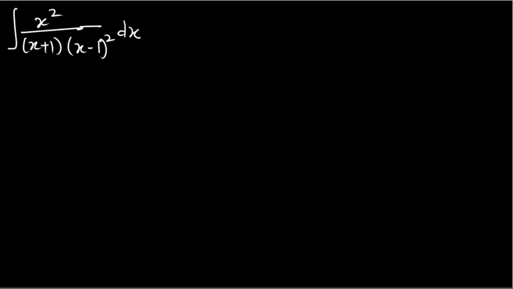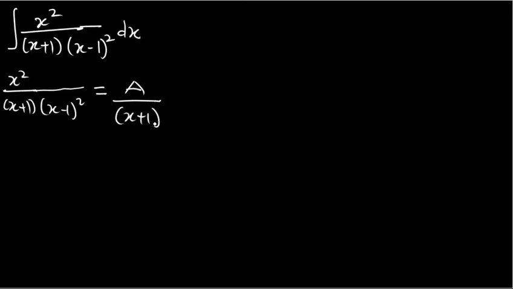How do we solve this? So from partial fraction, we can express this. Taking x squared on (x plus 1)(x minus 1) squared, can we say it's equal to A over x plus 1, plus B over the first linear part of the square, x minus 1, and C over x minus 1 squared? This way. Are we okay?